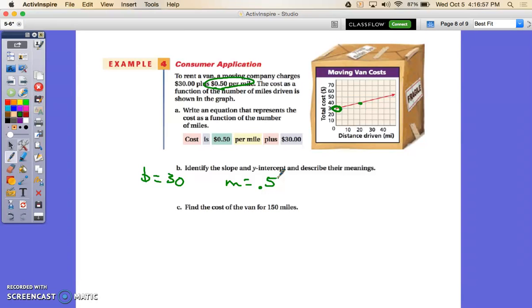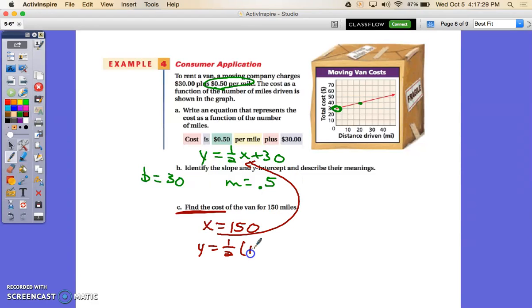Now let's write the equation of the line. I kind of worked backward here, but this part should probably be letter A. We could say y equals 1/2 x plus 30. It's always better to use a fraction instead of a decimal so that you can identify rise over run. Now we're going to find the cost of the van for 150 miles. We're going to say that x equals 150. Plug it in for x. Y equals 1/2 times 150 plus 30. Y equals 75 plus 30, and your final answer is y equals 105.